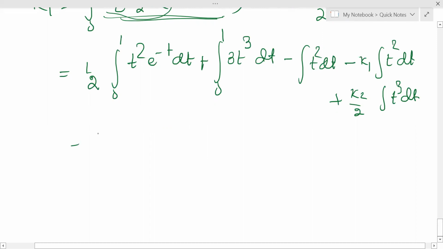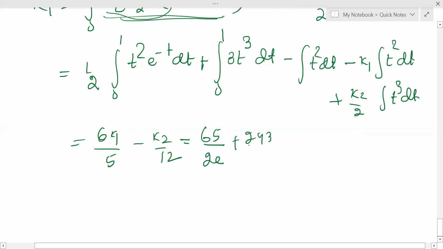6k1 by 5, ये आ जाएगा कितना, 6k1 by 5 minus k2 by 12, which is equal to 65 by 2 into e plus 243 by 24. ये value आएगा just after integration of this function, then you found this value.